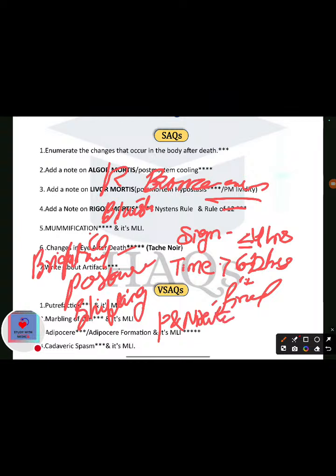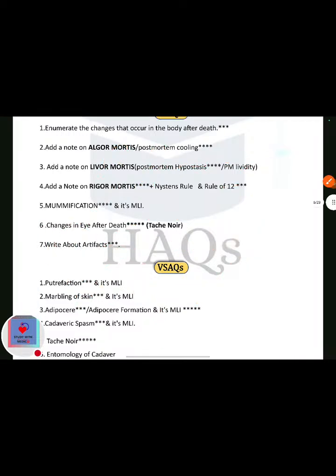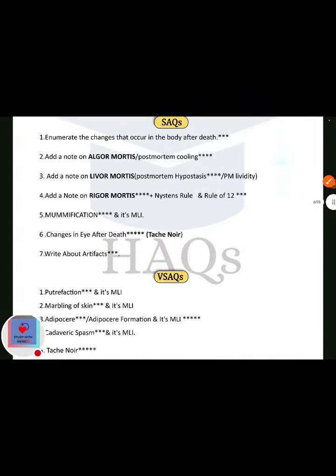Okay, septicemia, if there is any septicemia, it is sulfhemoglobin. Decomposition, black. Okay. Now let's talk about rigor mortis.